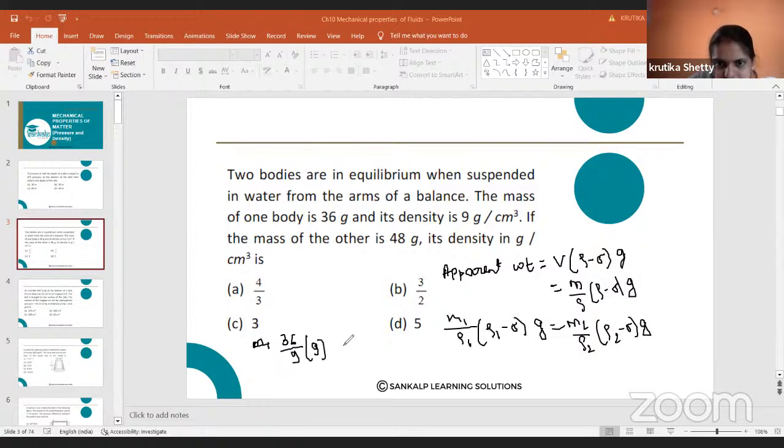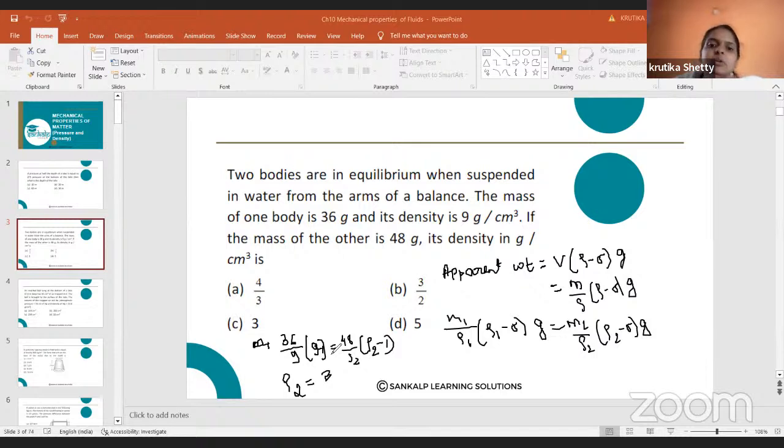So I won't simplify that again. So here 48 divided by rho 2 into bracket rho 2 minus 1. Sorry, here 9 minus 1. The sigma that we have, we consider it as 1. That is the density of water. So if you simplify, the value of rho 2 will be 3. Option C is the correct option.